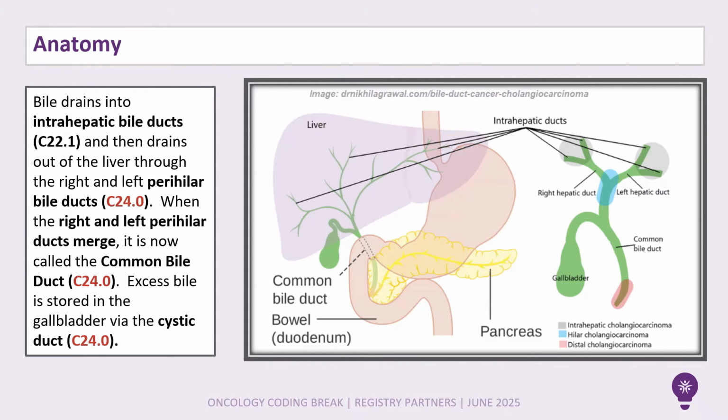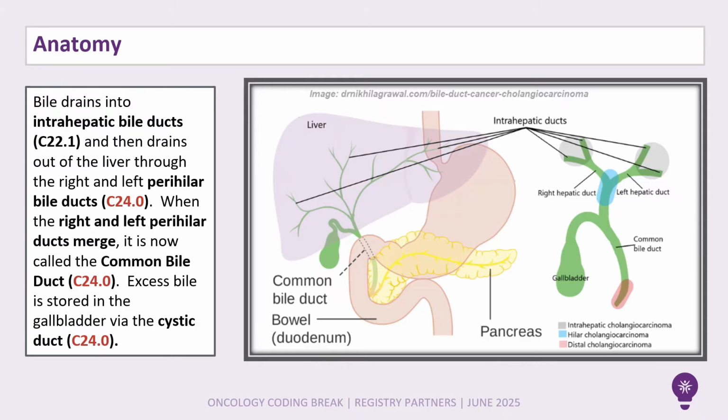So on this slide, we have many intrahepatic bile ducts, and those are going to be coded C22.1. They're going to be draining into larger and larger ducts. So we're going to have the right and left hepatic duct. These are also going to be called the perihilar ducts.